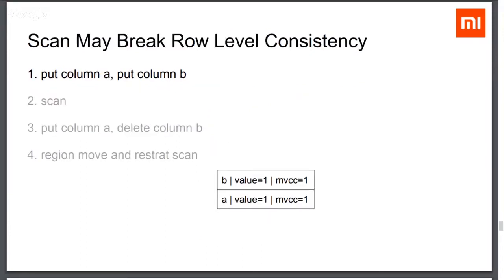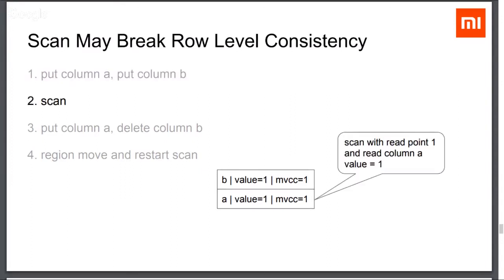The last improvement I will talk about is row level consistency. Let's look at this case. We put column A and column B with value 1. Then we start our scan. Because the last committed write MVCC number is 1, the scan will use read point 1 to read data. So we will read column A with value 1.